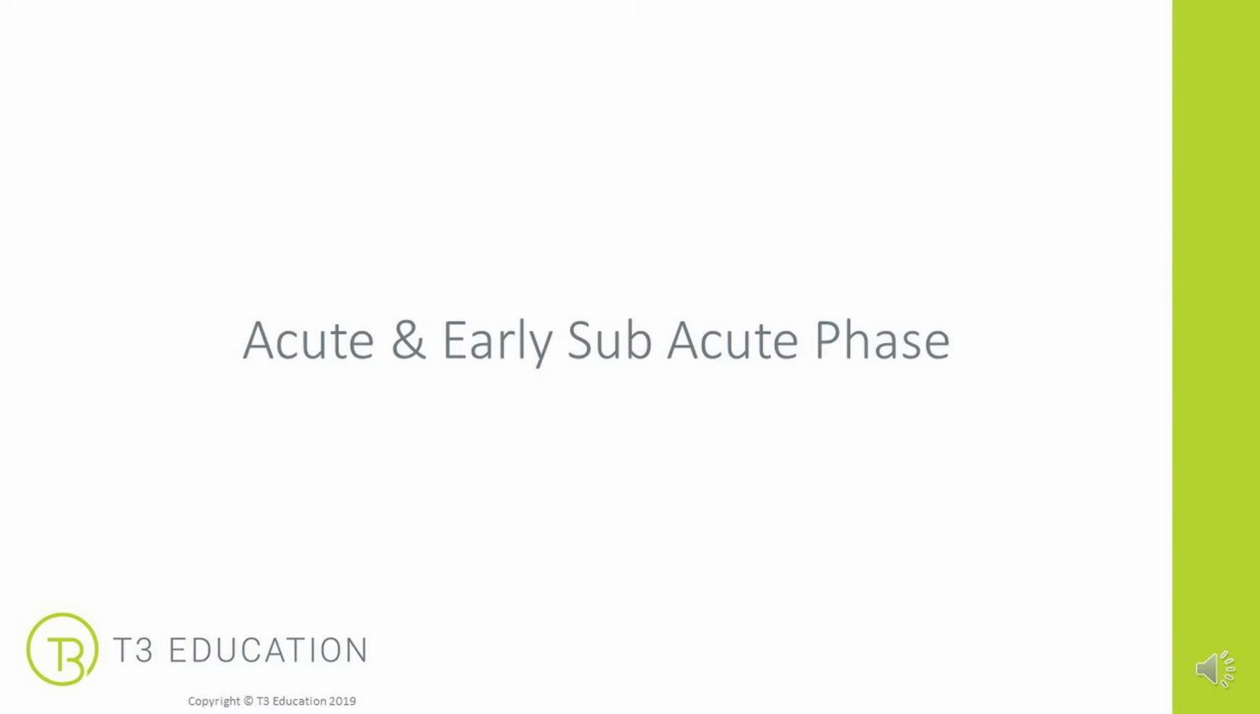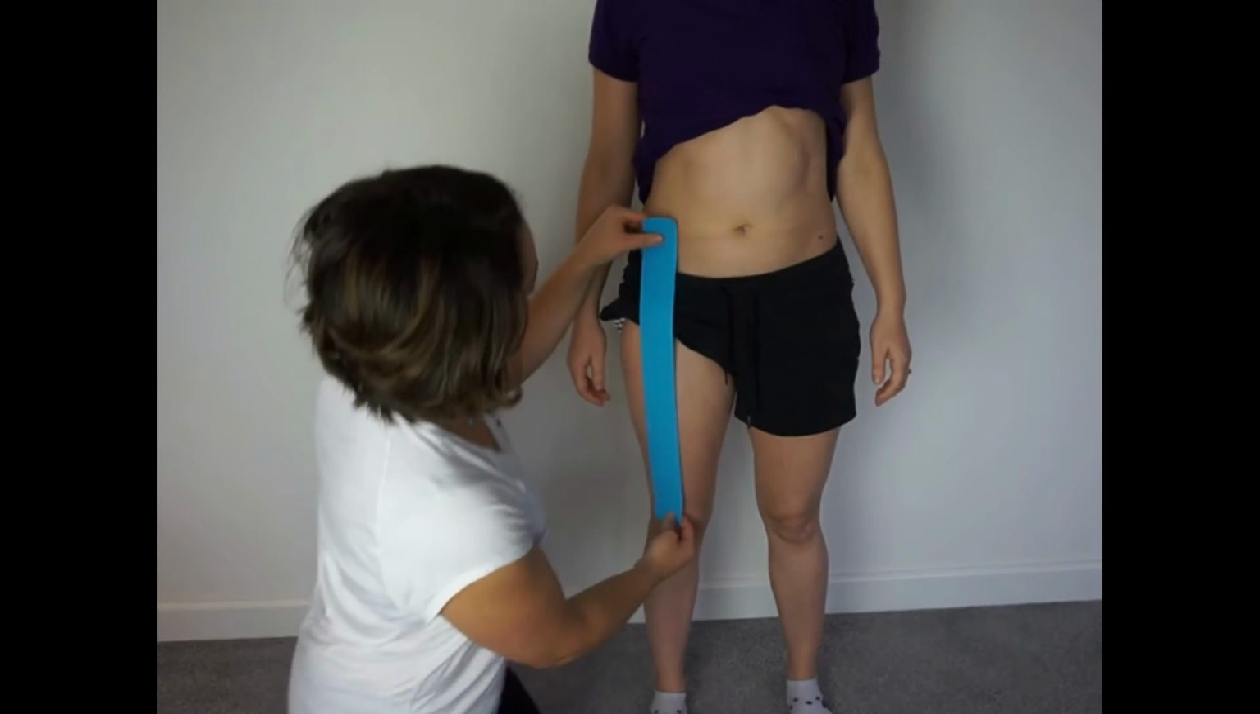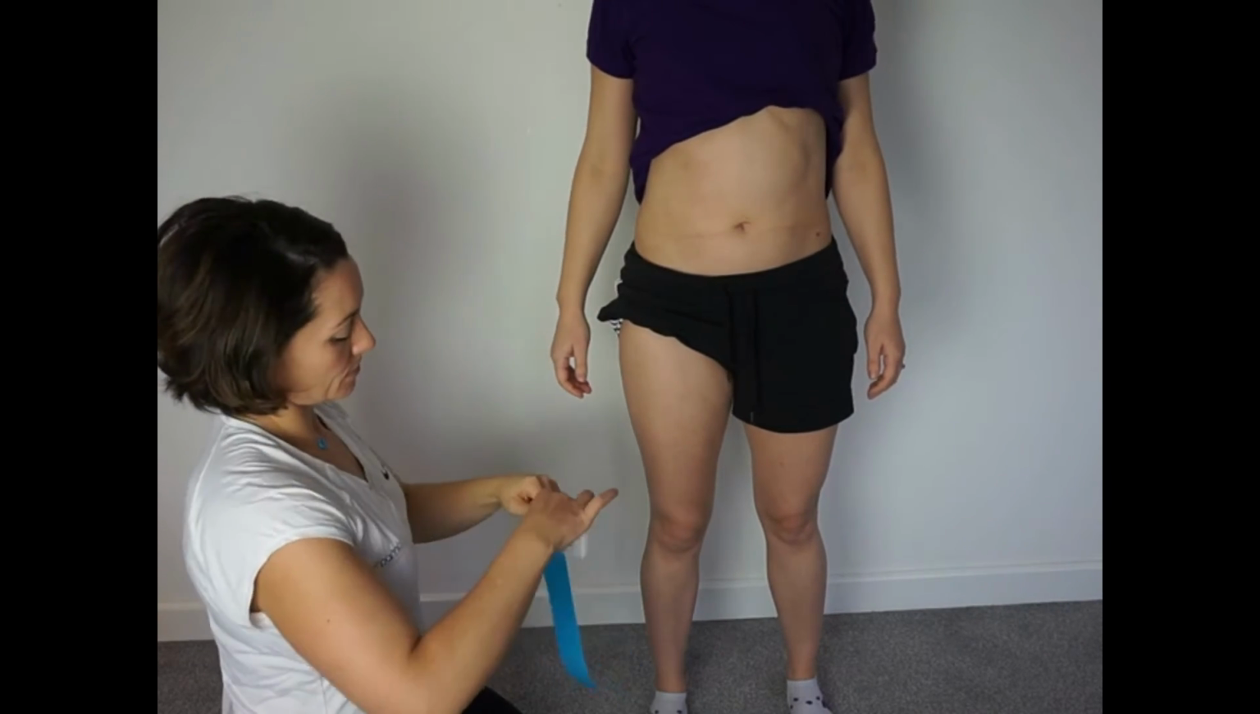So let's take a look at the acute and early subacute phase. So here, 2 steps. We want to inhibit the rectus femoris and also desensitize the front of the hip. Other options, if there's swelling or bruising, is to add drainage in that area as well, remembering that the nearest lymph nodes are the inguinal, so ensuring your direction of travel or pull is in the right direction. So inhibition, we're going to anchor the tape away from the hip, so at the tibial tuberosity.